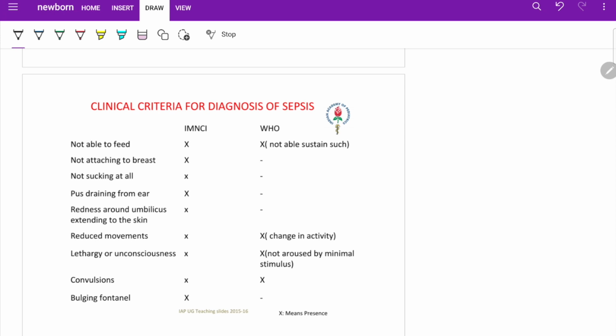and then sclerema. What is sclerema? Generalized non-pitting edema seen in neonates with severe sepsis or severe hypothermia. Clear? So what is the diagnosis? I'll tell you. Definitive diagnosis, number 1, is a blood culture. So the definitive test is blood culture.